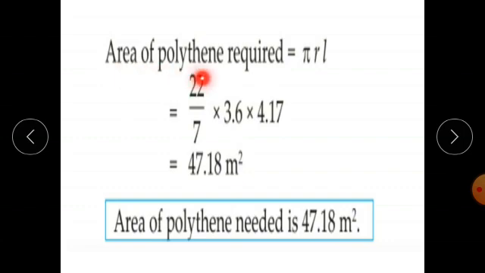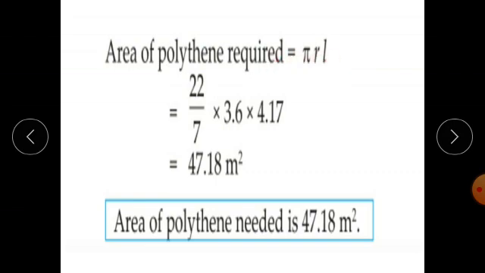Now, area of polythene required equal to pi r L. What is pi r L? Pi r L is curved surface area of a cone. So area of polythene required is equal to curved surface area of a cone. Therefore, area of polythene required equal to pi r L.